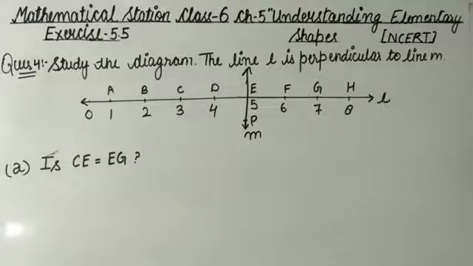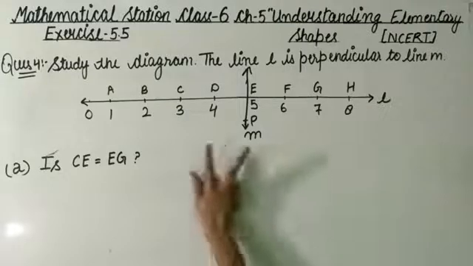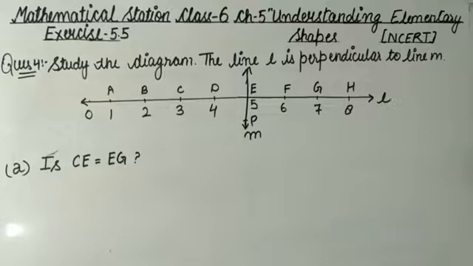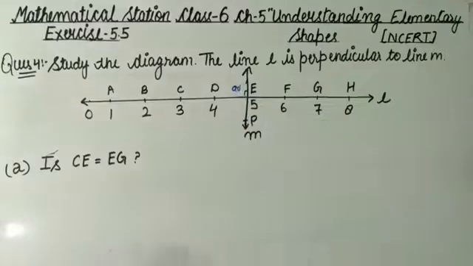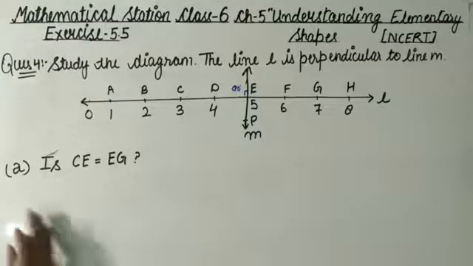Now, student, this is question number 4 of exercise 5.5. Study the diagram. The line L is perpendicular to line M. Here, we have to give answers to some questions given after studying the diagram. Here, line L and M are perpendicular to each other. So this particular angle will be 90 degrees on all four sides.